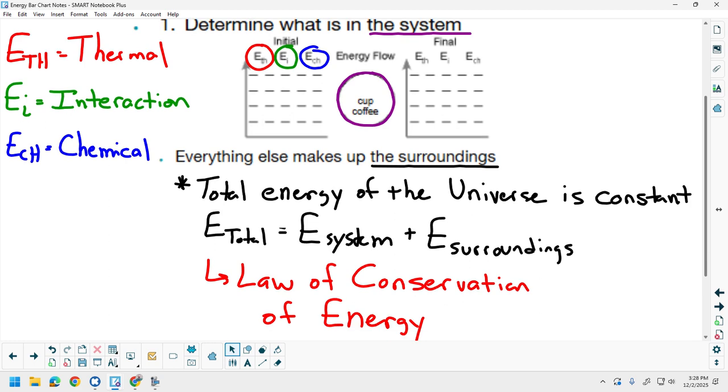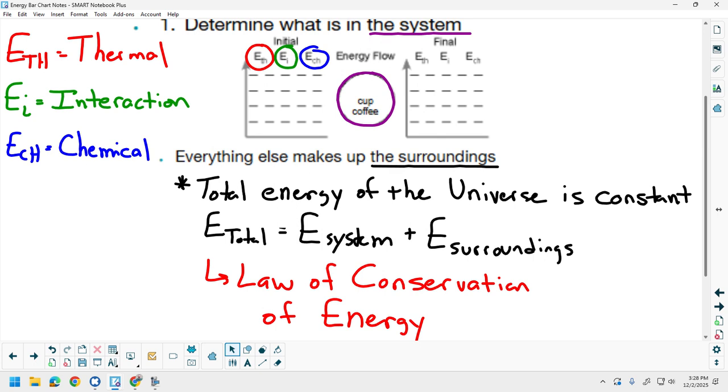So if we think about the total amount of energy that is available throughout the entire universe, that would be equal to the energy of our system. So that small, tiny sliver of the universe, that's the part that we're analyzing. Everything else, all the other energy in the universe, is a part of these surroundings. This idea is known as the law of conservation of energy.